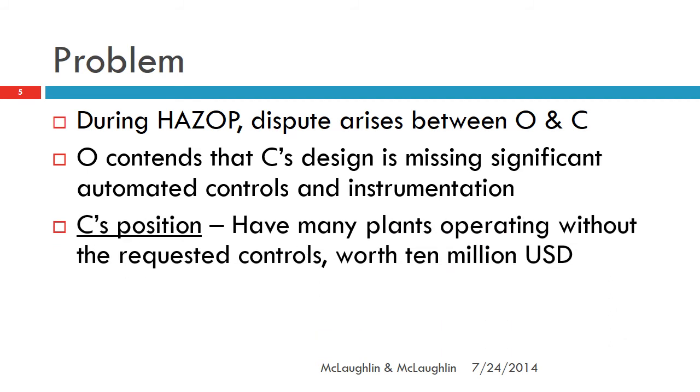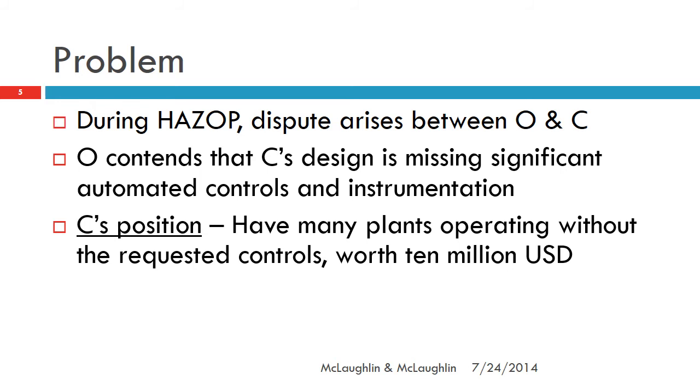So what are the positions here? What do we see the various parties' positions emerging? Well, the contractor C's position is as follows: that the additional controls and instrumentation being demanded by O are unnecessary and in essence are what we refer to in a slang way as gold plating.